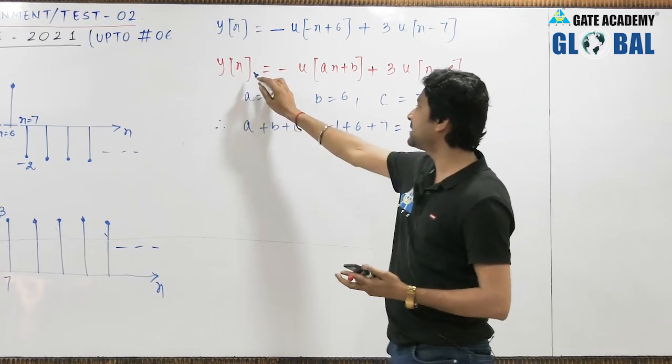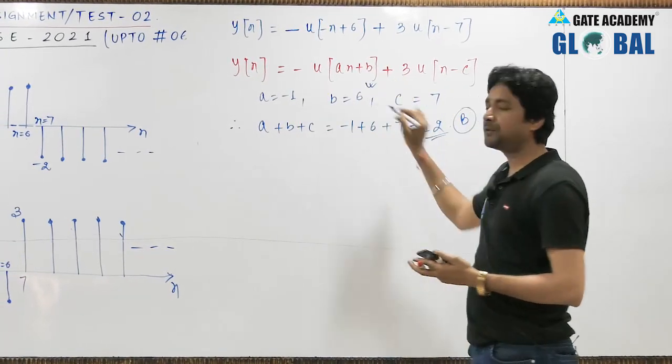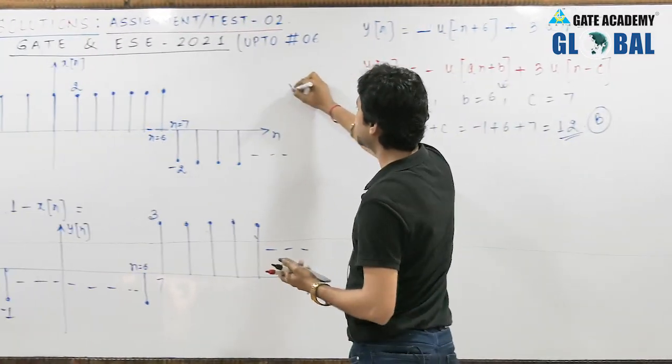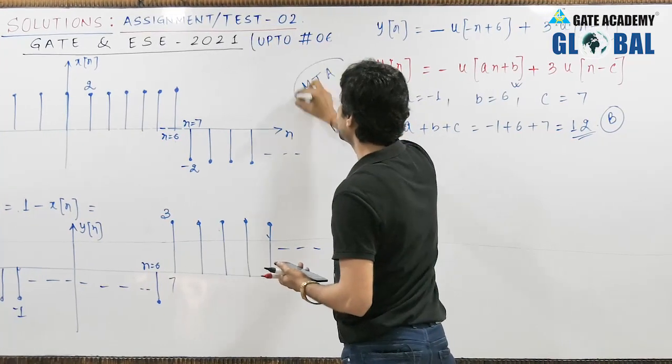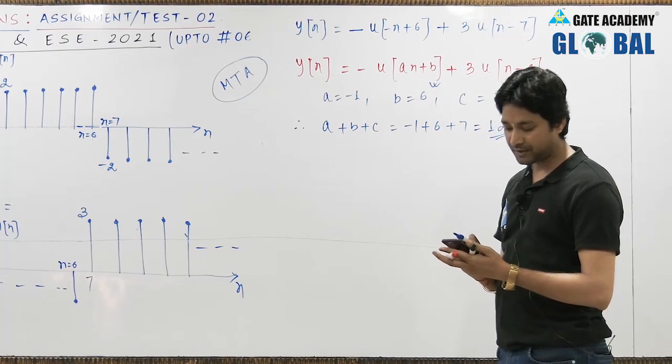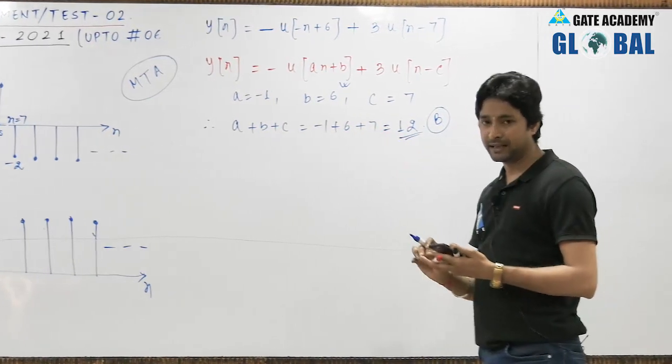If we take y of n equal to this kind of value, then only you can find this result. Therefore this question goes to MTA. This question number 8 will be marked to all. Either you have attempted it or not, you will be having marks for this question. So the concepts behind the questions are really important.